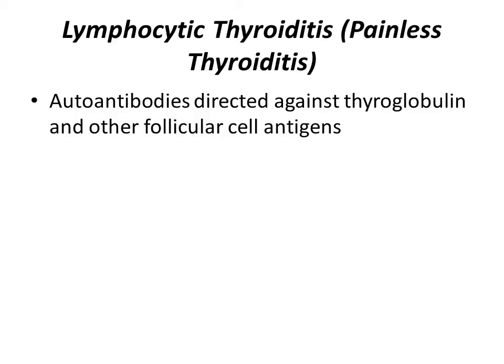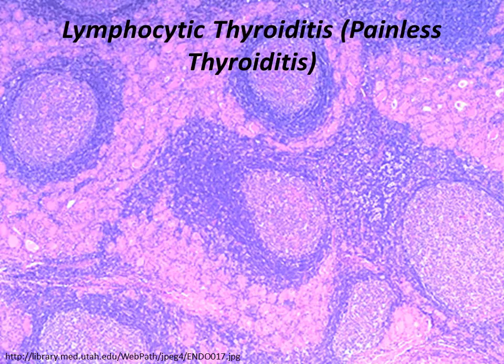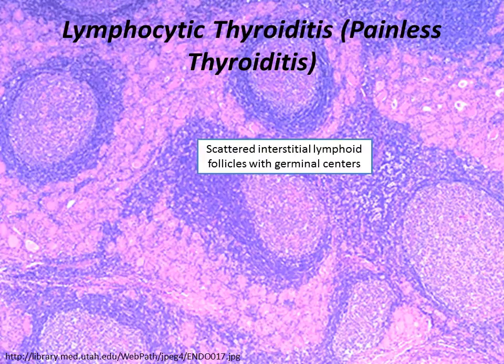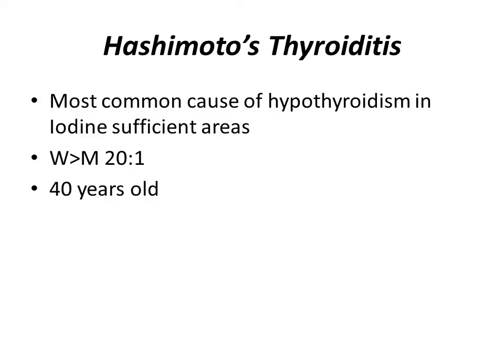Lymphocytic thyroiditis, or painless thyroiditis, is caused by antibodies directed against thyroglobulin or other follicular cell antigens. It causes a transient hyperthyroidism, and microscopically you can see lymphoid aggregates with reactive germinal centers and the residual thyroid gland in the background. So here you have the scattered interstitial lymphoid follicles with germinal centers.